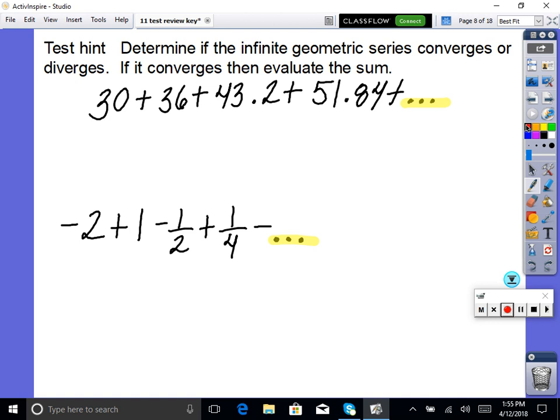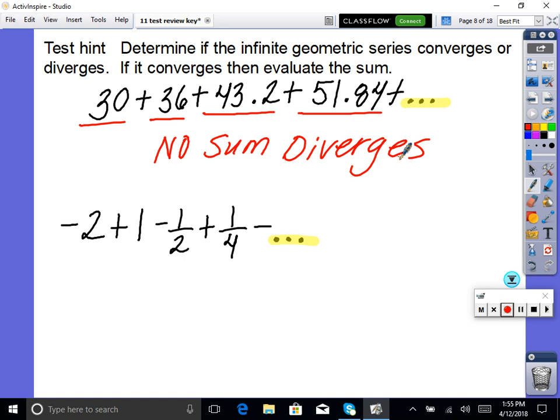If you look at this example, 30 plus 36 plus 43.2 plus 51.84, it's getting larger and larger. So in this example, it's not getting smaller and smaller. It's never going to approach 0, so we would not be able to find the sum. There's no sum. It diverges. Now, another way is to check, does this divided by this divided by this divided by this, what number is that? So if you do that, you're going to see it's 1.2. 1.2 is greater than 1, so therefore it diverges, and you can't find the sum.